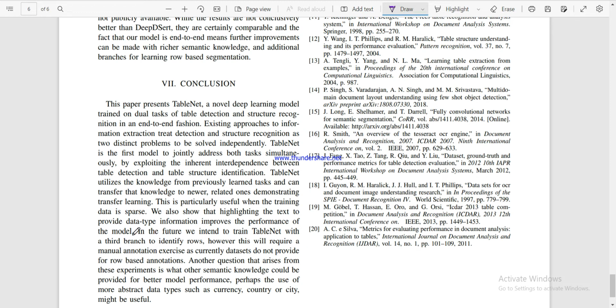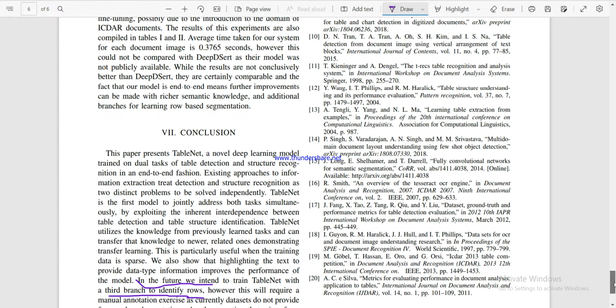In the future they intend to train TableNet with a third branch to identify rows. So this is the future work they will do. I think this is all about this paper.